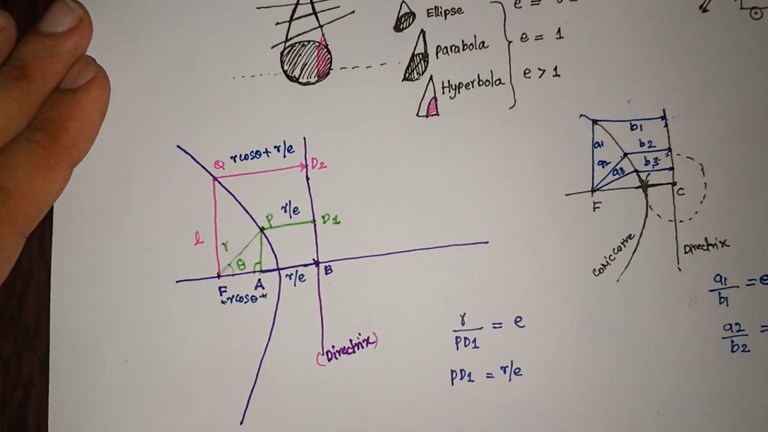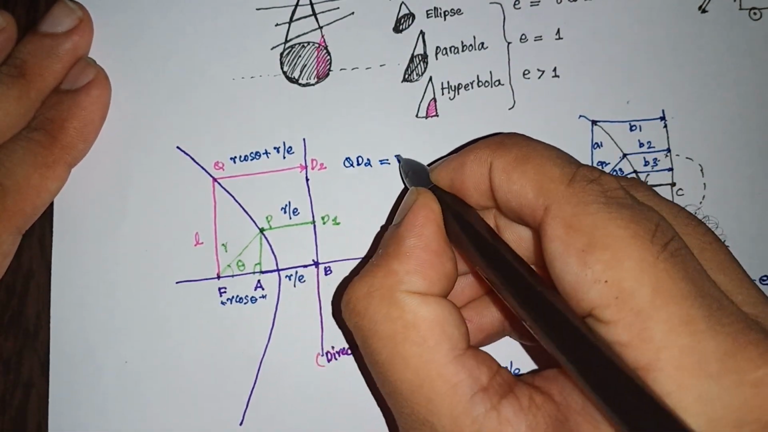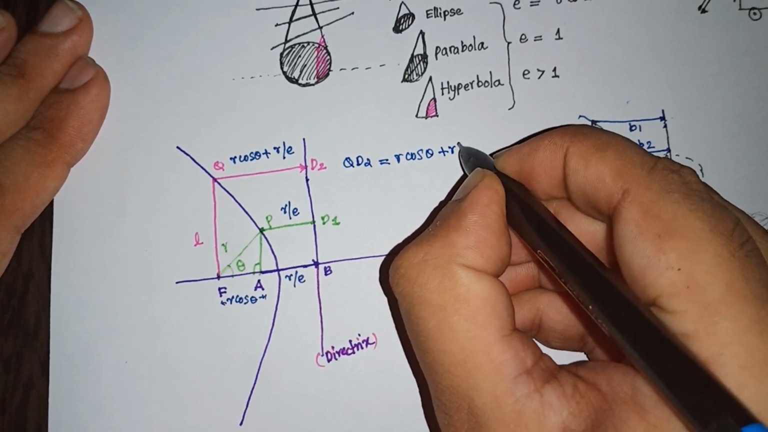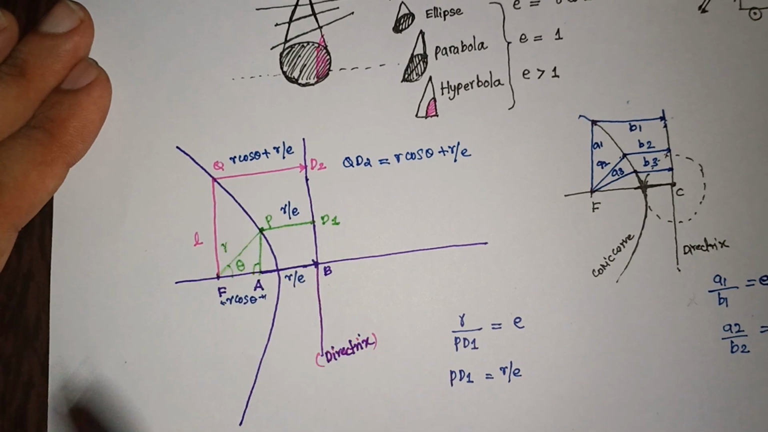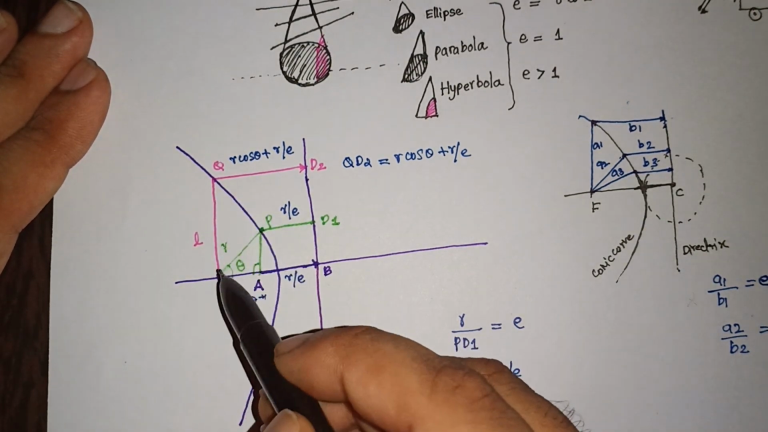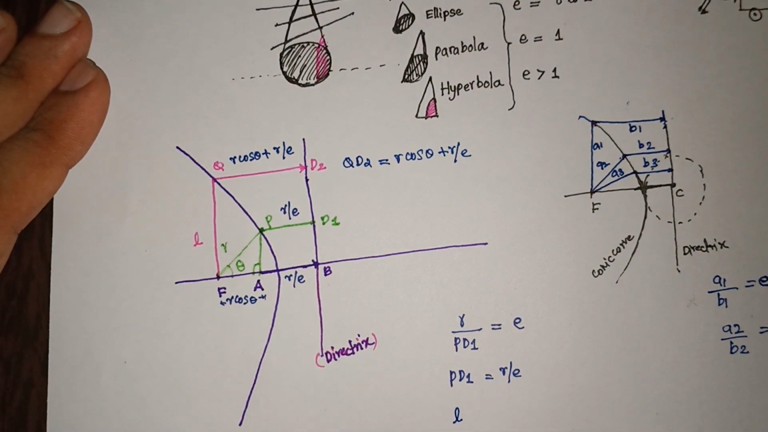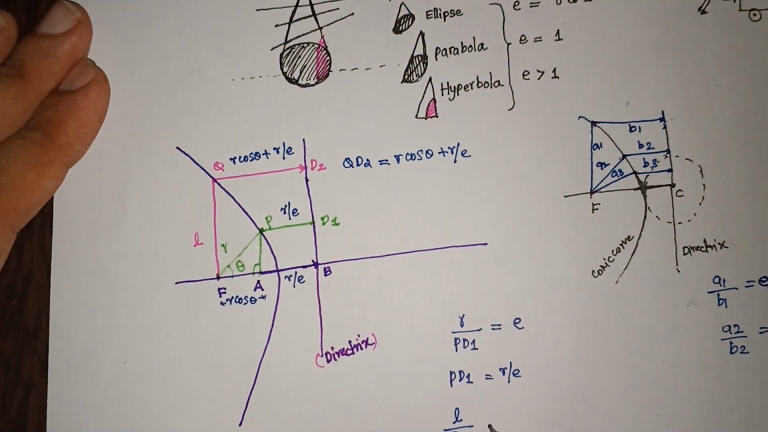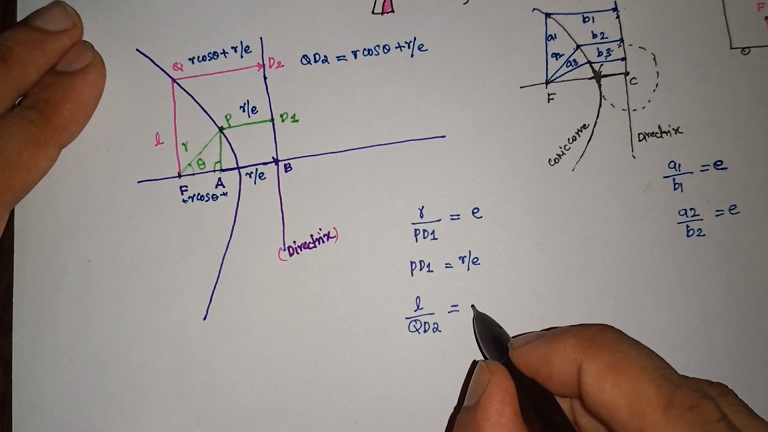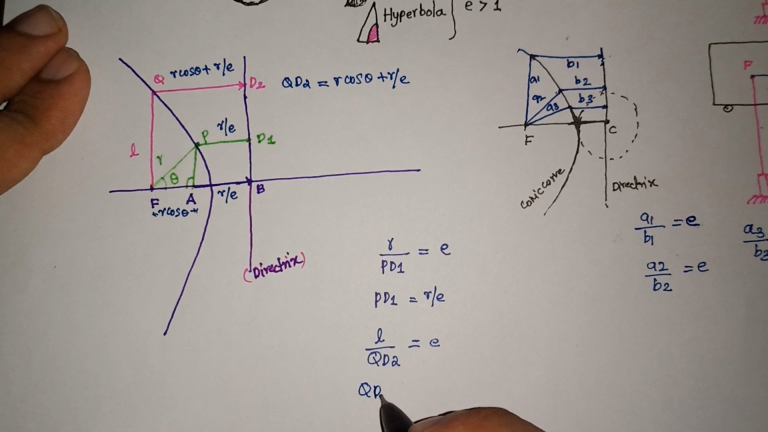Is it not? So QD2 is also equal to what? R cos theta plus R divided by E. I hope this is clear. But you have one more QD2 here. Why? Because you have a distance from F to Q, that is your semi-latus rectum vector, which is given by L. L divided by your QD2, which is given as E as per this concept. Now your QD2 is going to be L divided by E.